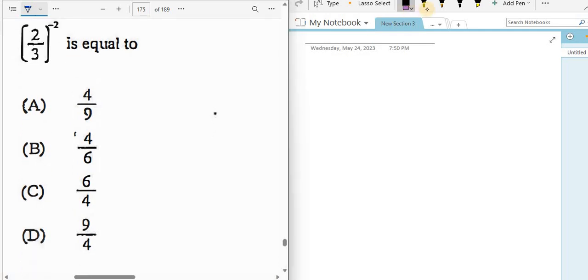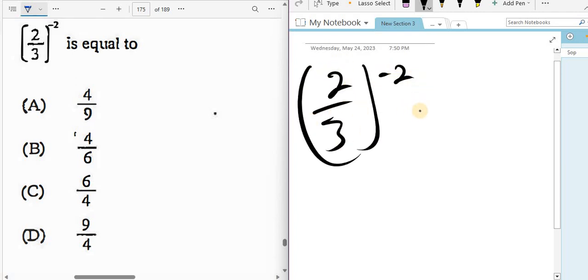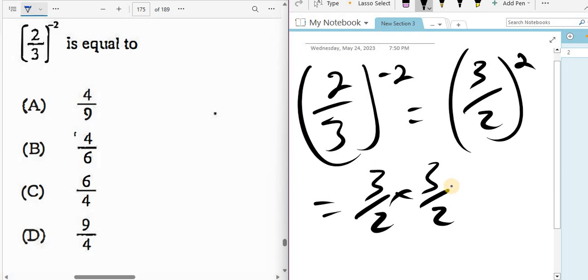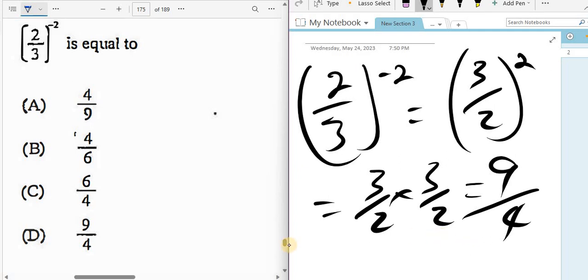Okay, using the same concept we used a while ago, we have 2/3 to the negative 2 power. What are we going to do? Flip. So we have 3 over 2 squared. What do we do here? We square the number. So 3 over 2 times what? Powers mean multiply the quantity by itself. A squared means A times A, so 3 halves squared means 3 halves times 3 halves. Now what is 3 times 3? 9. And 2 times 2 is 4. And the answer would be what?